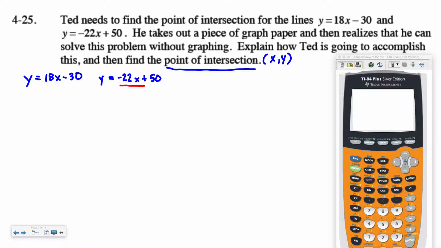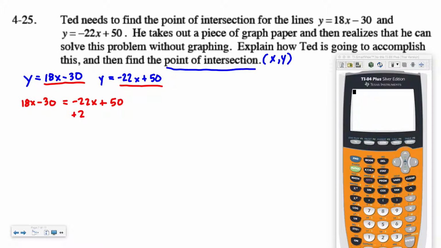Well, if this expression equals y and this expression equals y, then we know that these two expressions have to equal each other because we know y would equal y. Let's rewrite this now then as 18x minus 30 should equal negative 22x plus 50. Just using substitution. Or if you took the CPM Algebra 1 course, I think we called that the equal values method as well. So let's solve this the rest of the way.